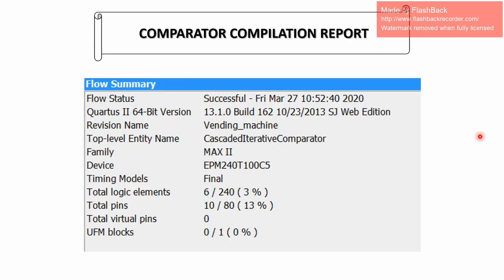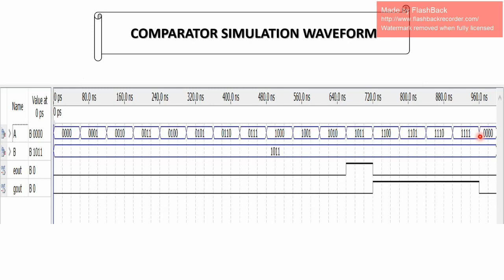So this is the compilation report for the comparator, just to show that our circuit is okay and we can run it successfully. And here is the simulation waveform for the comparator. As we can see, for the A value, we insert values from 0 until 15, and for the B value, we insert the value 1011 in binary, or 11 in decimal.